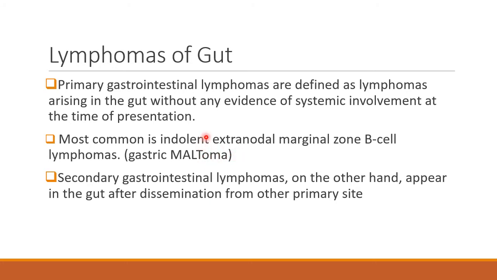But here in the stomach, it arises from the chronic gastritis. Secondary GI lymphomas, on the other hand, appear in the gut after dissemination from the other primary site. So it may be primary or secondary.